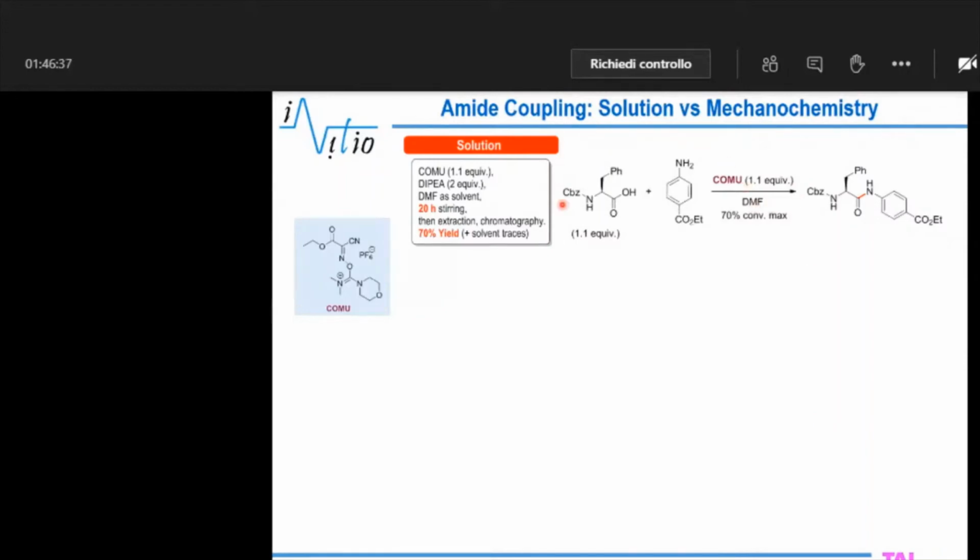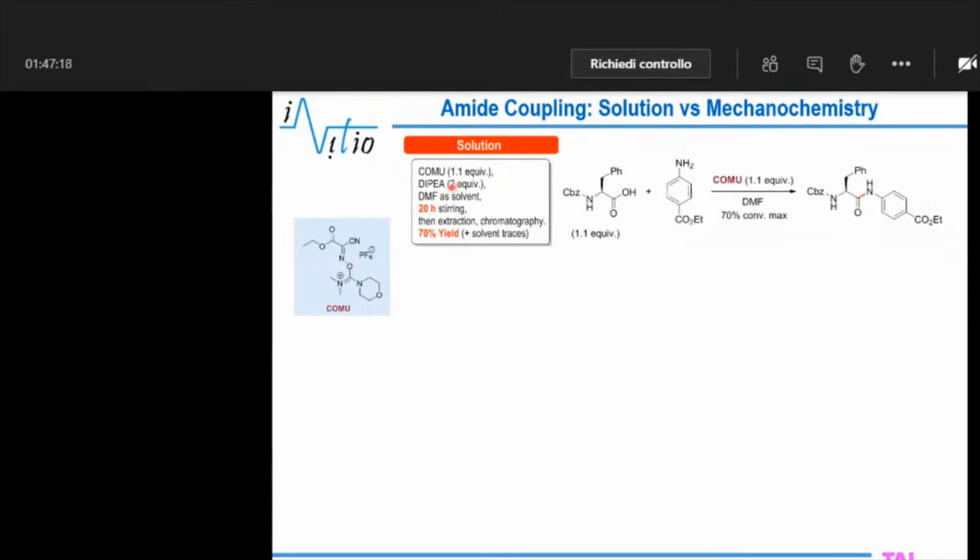As an example, I am just showing one amide coupling reaction, which is actually, say, moderately difficult to perform. Why moderate? Because the amine here has low nucleophilicity, so it's not so reactive, as this is an aromatic amine with an electron-withdrawing substituent. And if we run this reaction in solution, following the conventional protocol, what do we have to do? We have to, of course, select a coupling reagent. In this case, it's another uronium type coupling reagent, which is actually very similar to HATU, COMU.